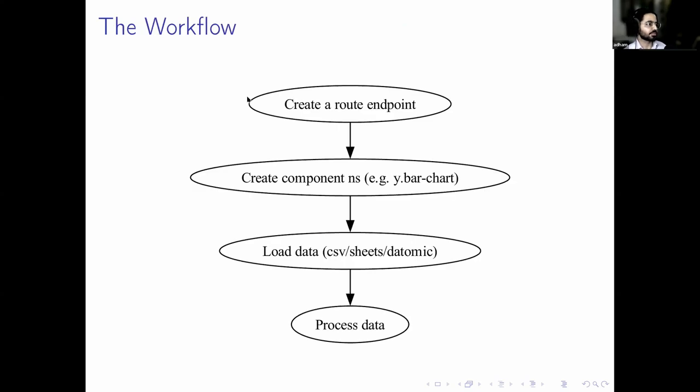The workflow for creating new endpoints and doing the data processing is mainly these four steps. I create a route endpoint, I create a component for a particular dashboard, such as a bar chart or a map chart. And then I load its data, whether it comes from a CSV file, Google Sheets, or Datomic, and then I do the data processing for that loaded data until I get it into the shape that is requested by the front end and that we want to display. And then I just add that, commit it, update it, and inform the front end that this endpoint is now available. And then I move on to the endpoint after that.